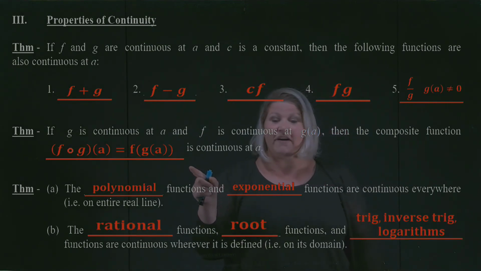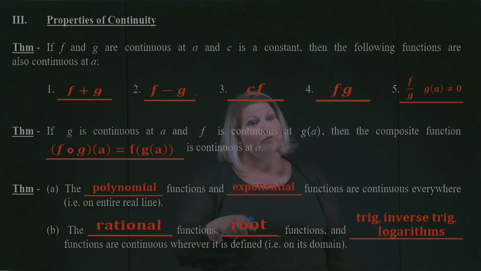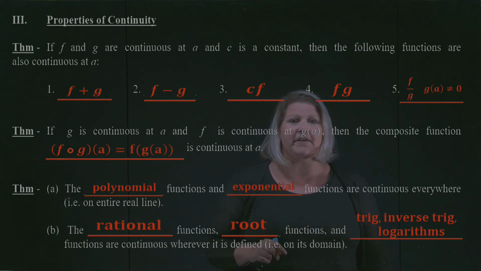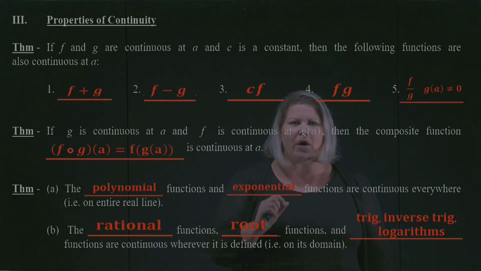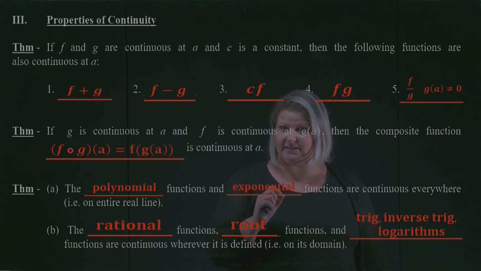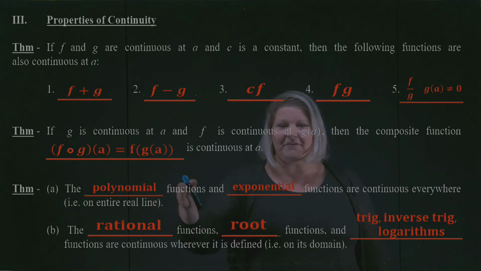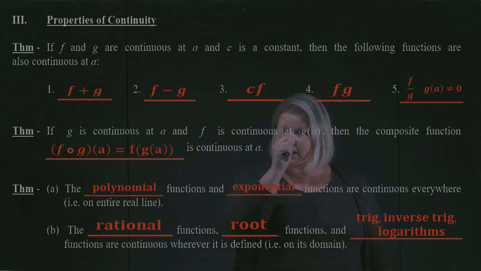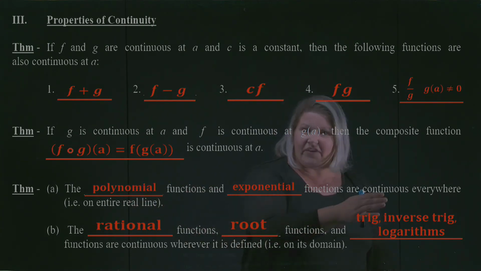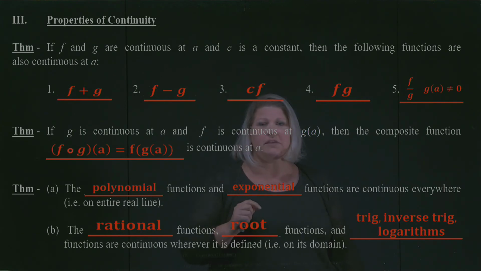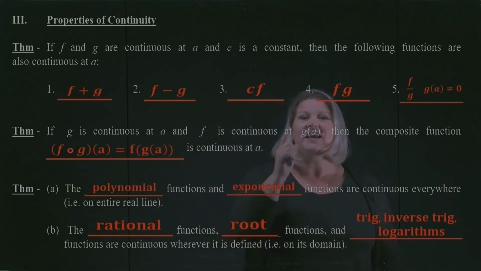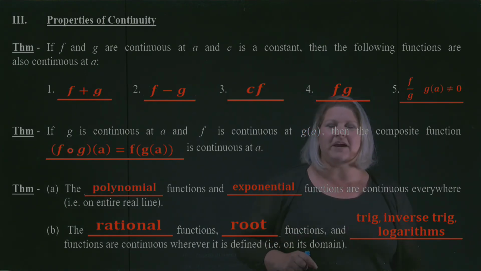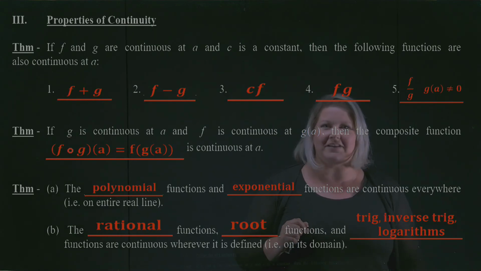But if I'm looking at a rational function, a root function, a trig function, an inverse trig function, or a logarithmic function, those are only continuous on their domains, okay? So if you have a function that's a polynomial or an exponential, it's all real numbers. All the other stuff that has holes or issues with their domains, we have to find their domains, and on their domains, they're continuous. All right, got it? You don't have to memorize these, but you do have to have a good working knowledge of them.